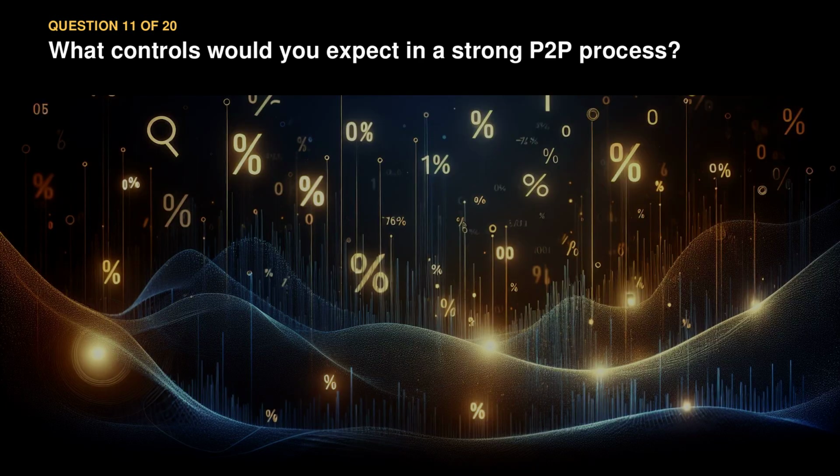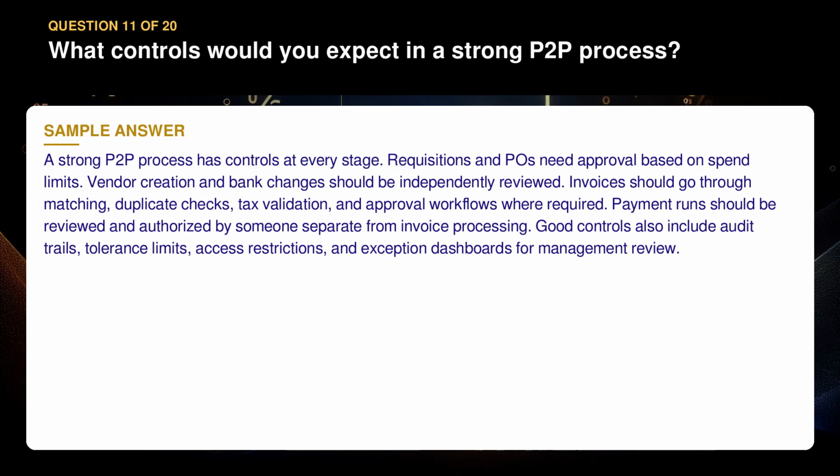Question 11. What controls would you expect in a strong P2P process? A strong P2P process has controls at every stage. Requisitions and POs need approval based on spend limits. Vendor creation and bank changes should be independently reviewed. Invoices should go through matching, duplicate checks, tax validation, and approval workflows where required. Payment runs should be reviewed and authorized by someone separate from invoice processing. Good controls also include audit trails, tolerance limits, access restrictions, and exception dashboards for management review.